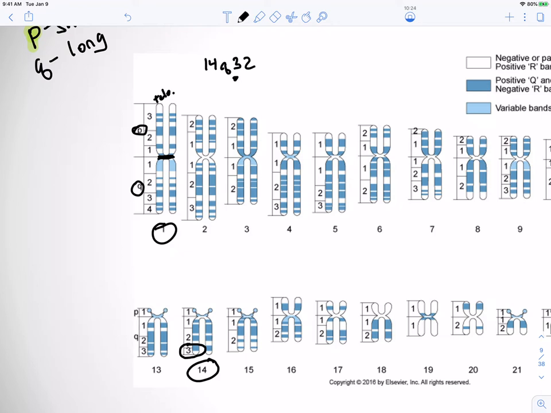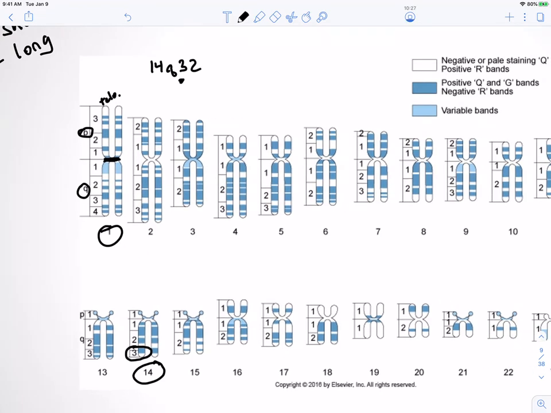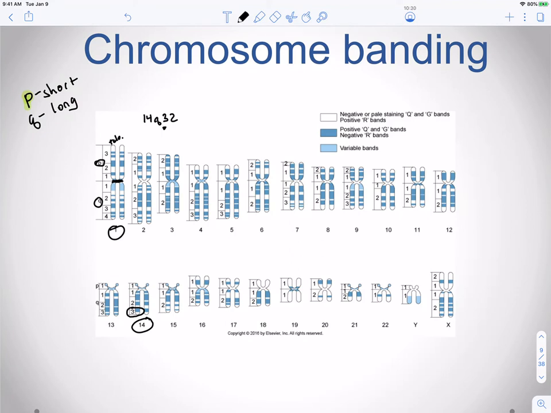Now, one other thing about this, we have some nomenclature up here in this little box. So you have pale staining or negative staining, and we'll talk about the different staining patterns. The negative staining is going to be with Q and G banding staining techniques. However, the pale is going to be positive staining when we do a reverse band or an R band. And that's different for the darker colors here. So when we talk about Q and G staining techniques, these are going to be the positive. And when you talk about reverse, those darker ones are going to be the negative.